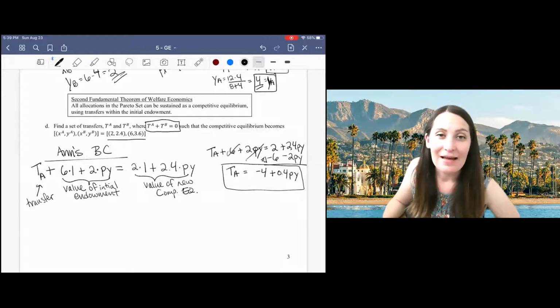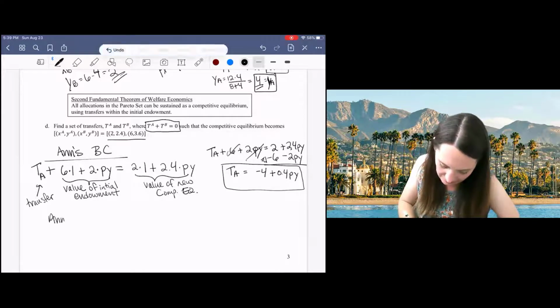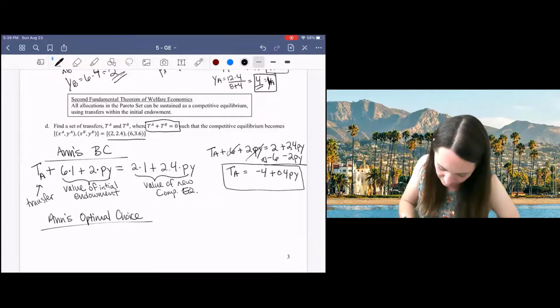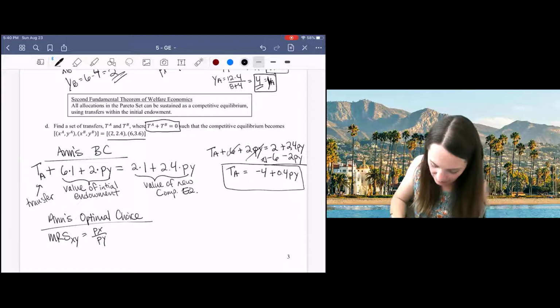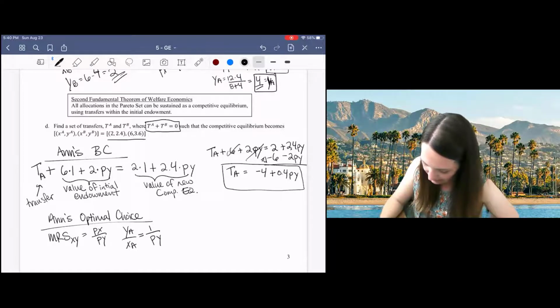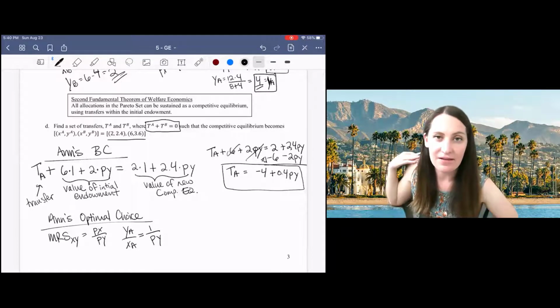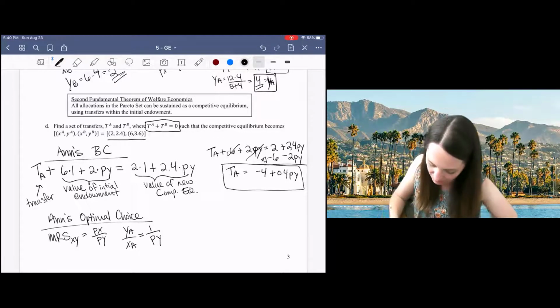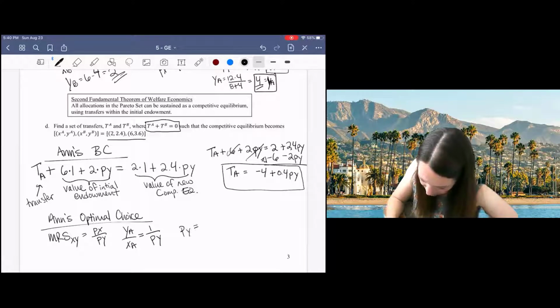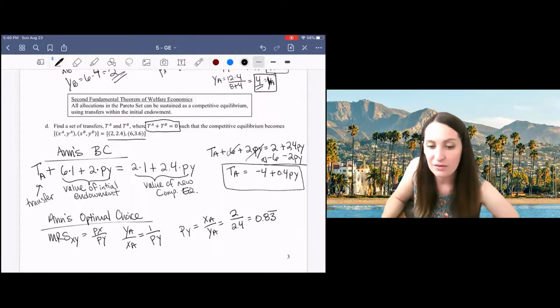So what is Py? I can see that by looking at Anne's optimal choice rule, in other words, setting her marginal rate of substitution equal to the price ratio. So recall that her marginal rate of substitution is YA over XA, and again, we're assuming Px is equal to 1. So here we have this expression 1 over Py. And then what we need to do is simply plug in our competitive equilibrium to find the slope of her indifference curve at that point. So Py is equal to XA over YA, which is 2 over 2.4, which I believe is 0.83 repeating.